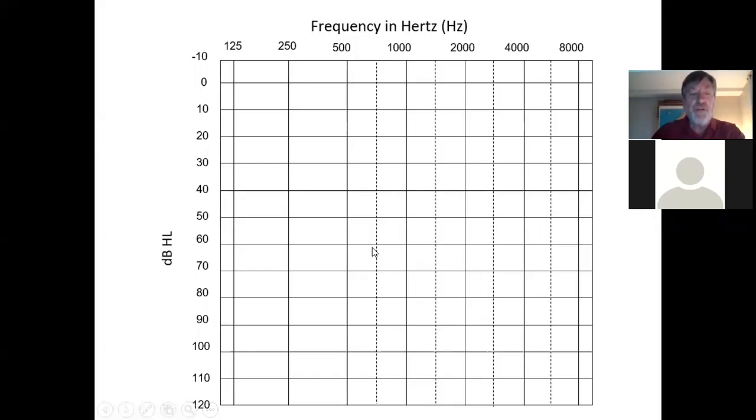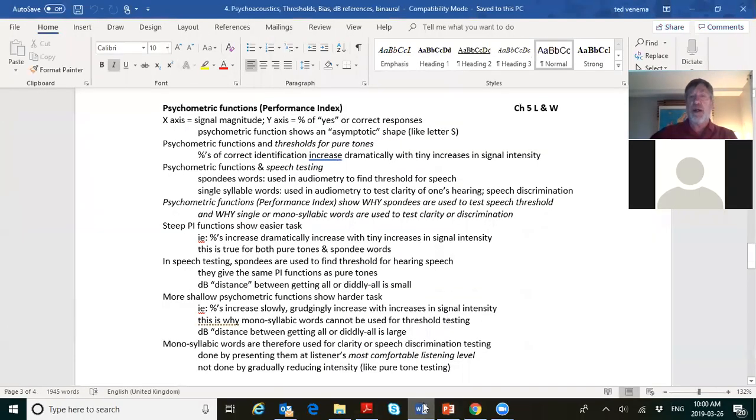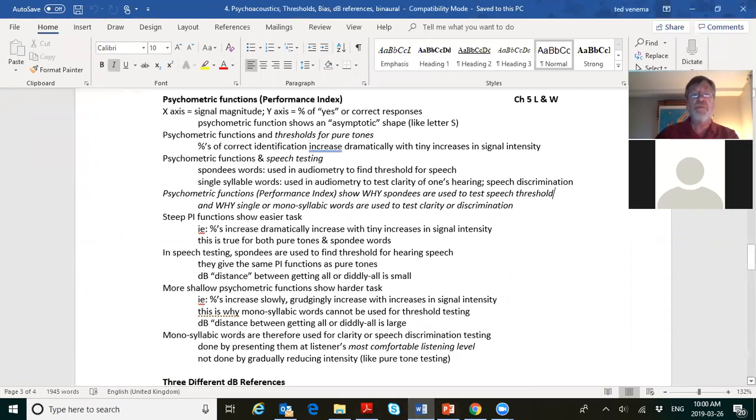And that's how we use mono or single syllabic words. So we use spondee words and single syllable words for totally different reasons in this field. Share screen. And that's what all the verbiage here in your notes was about. That's what all of this is about. I won't read it all to you. You can read that. But having listened to my explanation on the PowerPoint slides, that's exactly what this whole top of the page is talking about.